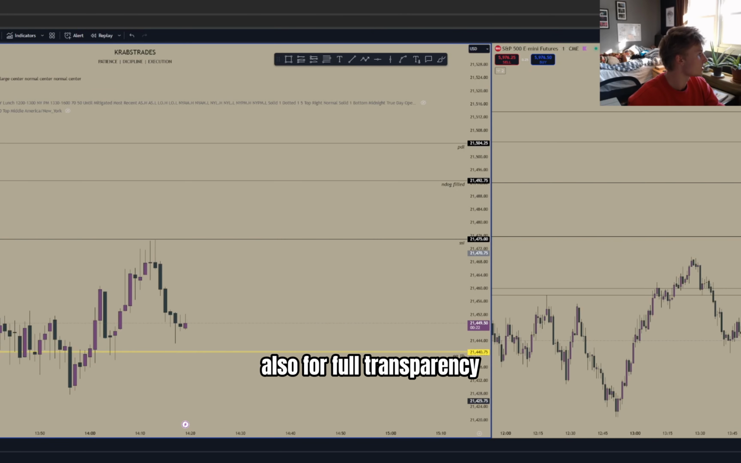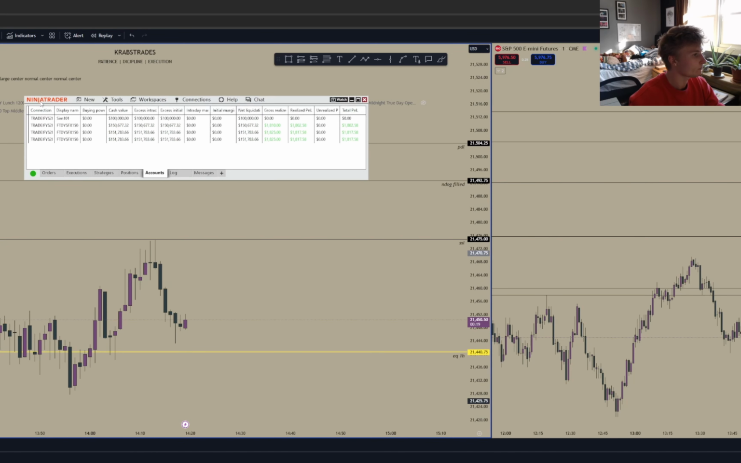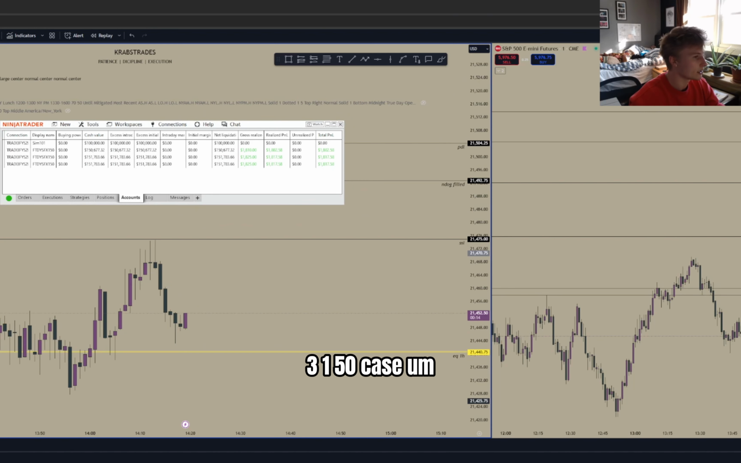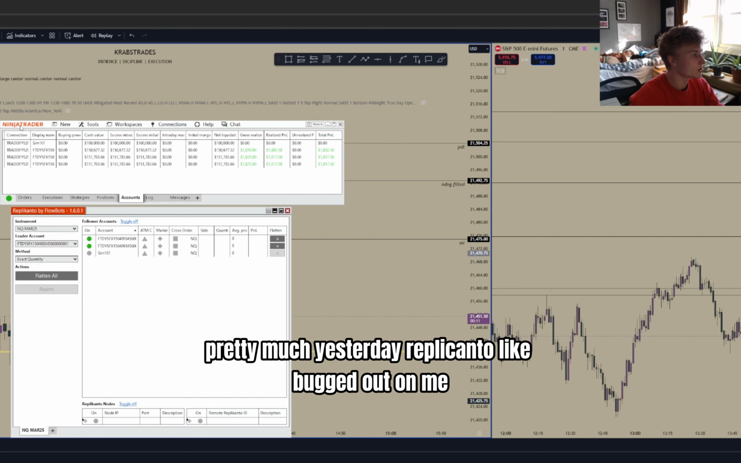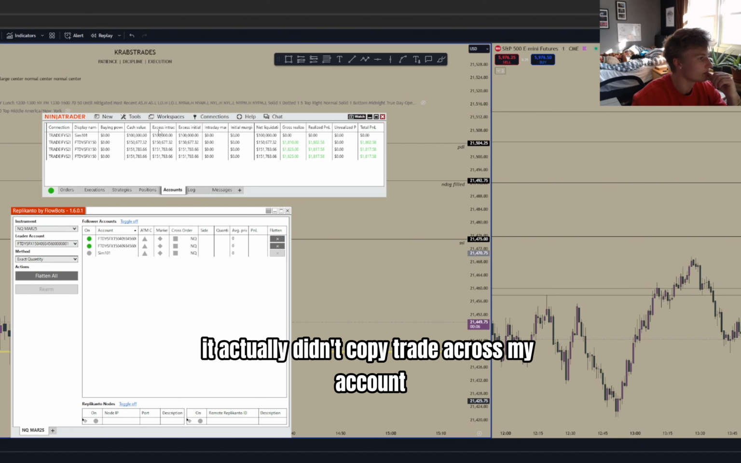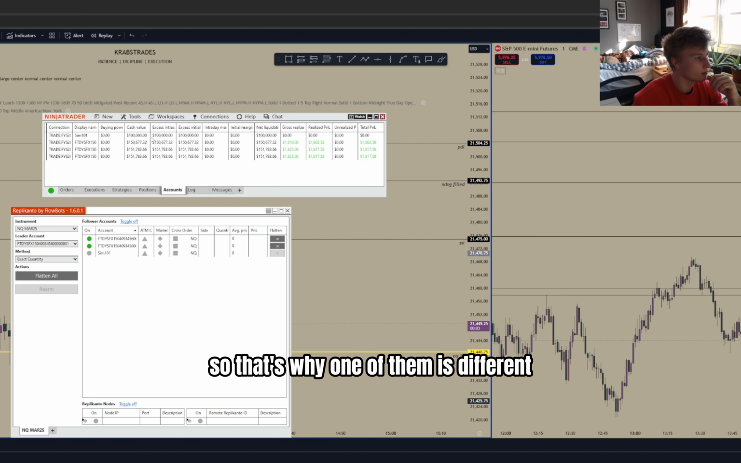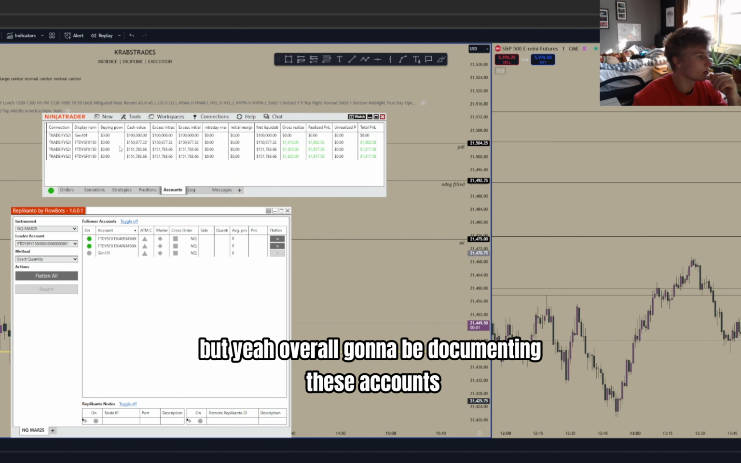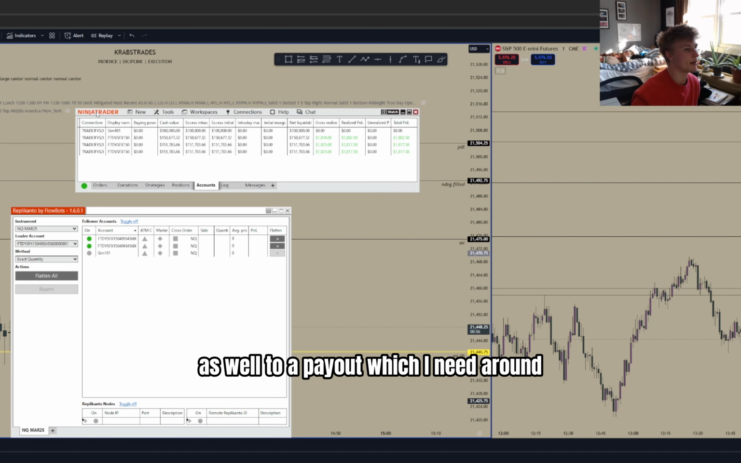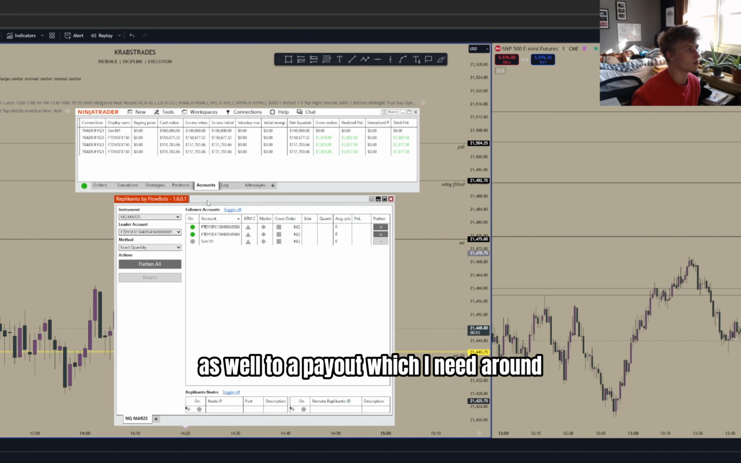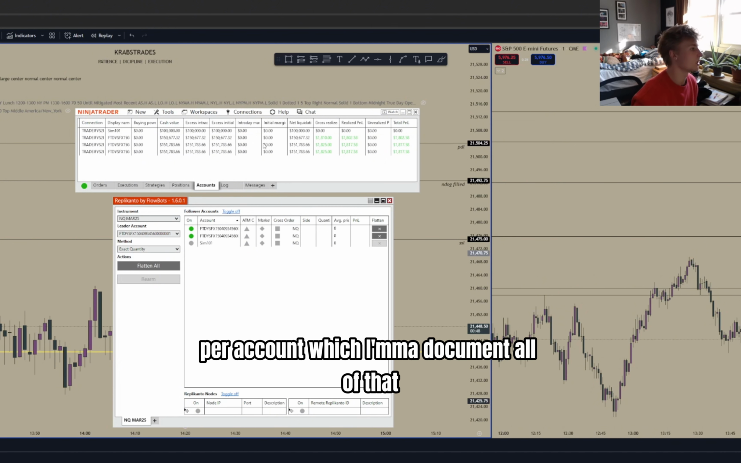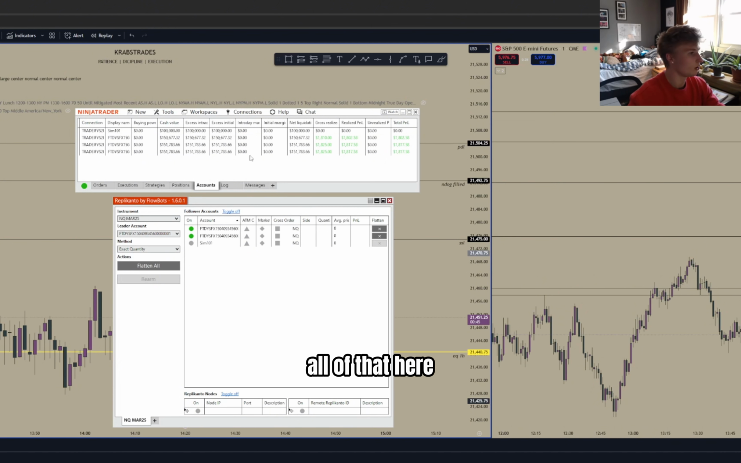Also, for full transparency, let me show my accounts right here. Here are the Tradeify straight funded accounts, 150Ks. Pretty much yesterday, Replicanto bugged out on me. It actually didn't copy trade across my accounts, so that's why one of them is different. But yeah, overall, gonna be documenting these accounts as well to a payout, which I need around, I believe it's like 9K per account, which I'm gonna document all of that here.